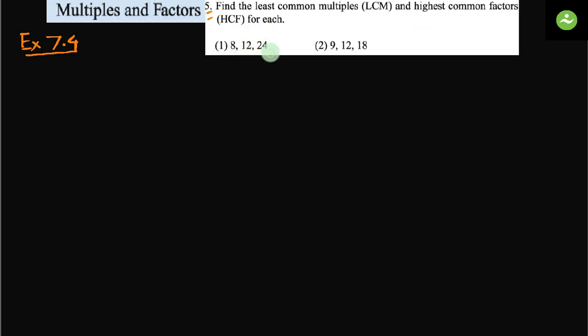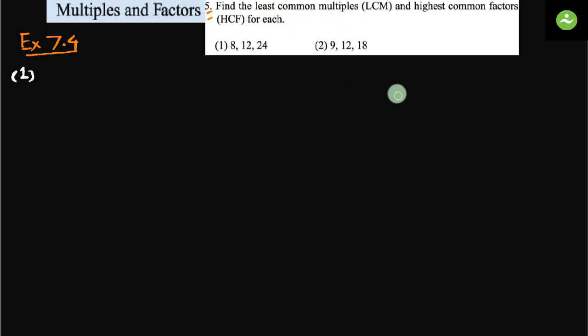Number 1, 8, 12, 24. Number 2, 9, 12, 18. Let us start with number 1, bracket 1. 8, 12 and 24. We have to find the least common multiples.